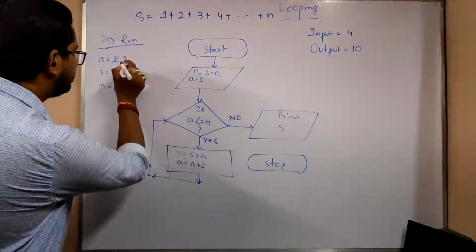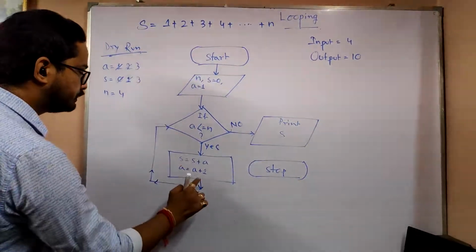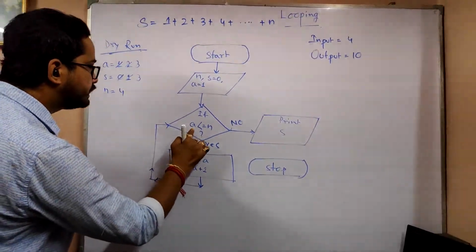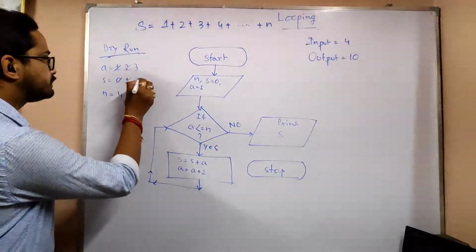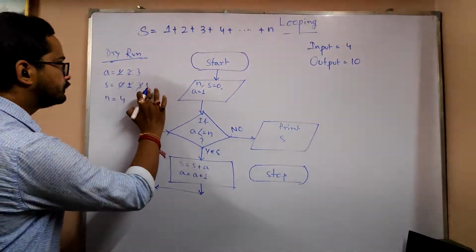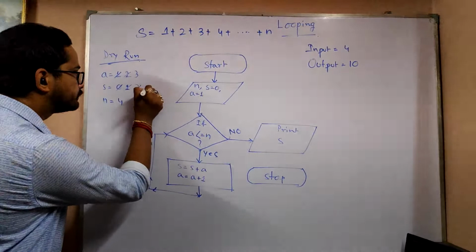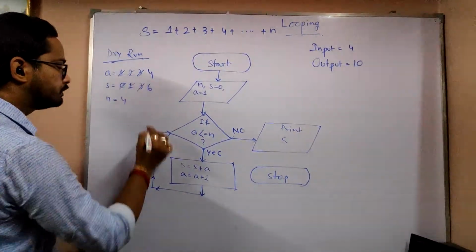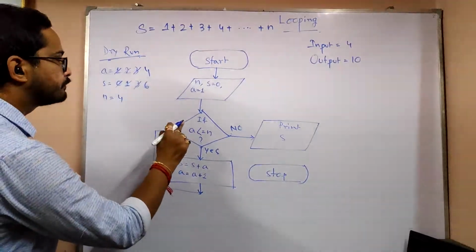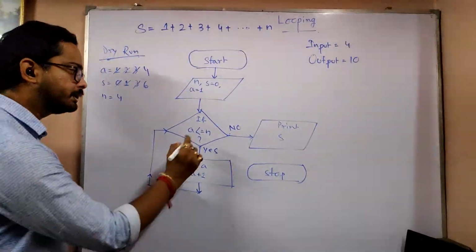And now a will be 3. Again it will go there. 3 is less than 4. Yes, it will come. 3 plus 3 is 6. And here a again will be increased to 4. It will go there. Is 4 less than 4? No, but here the equals sign is there.